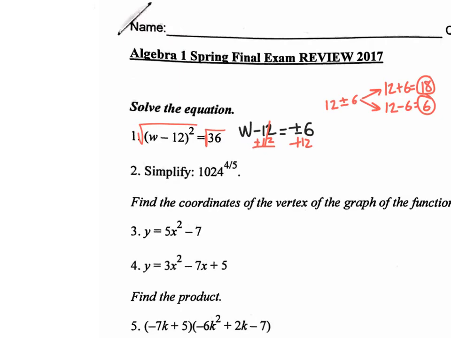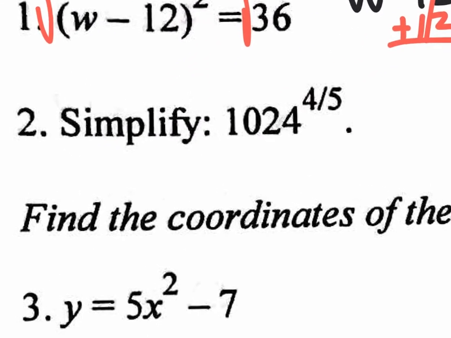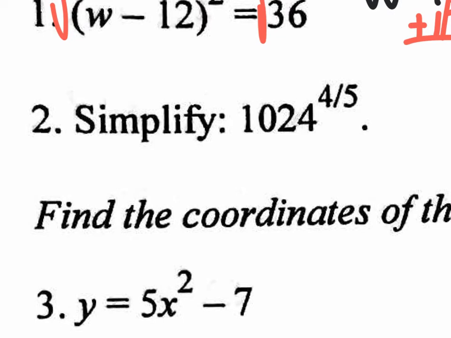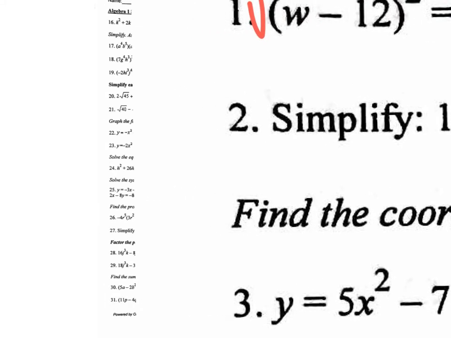Let's take a look at number two, simplify. Okay, now we do have a rational exponent. And let's do some side notes here for rational exponents. I don't know if you remember, but on a rational exponent, let's say you have your base, and you have a p over r, which means the numerator on the exponent is the power, and the denominator on the exponent is the root, okay?